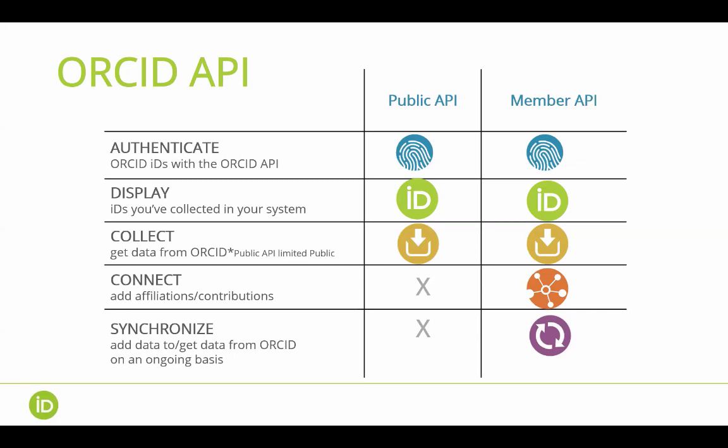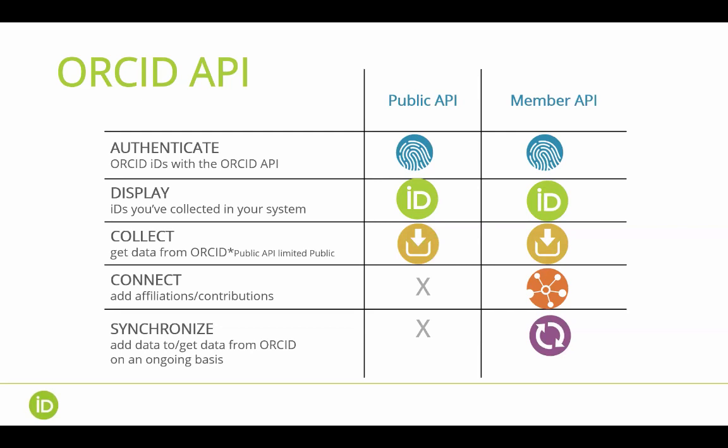So with the public API, you can authenticate and collect researchers' ORCID IDs, you can display them, and then you can collect data. But with the public API, you can only collect data that are made public. In ORCID records, researchers have the ability to set up their privacy settings. There are three levels: public, trusted organization, and private. So if you are an ORCID member, you are eligible to acquire permission to read trusted organization data because you ask your researchers to give you permission. But if you are using the public API, it means you can only collect public data from that researcher's ORCID record.